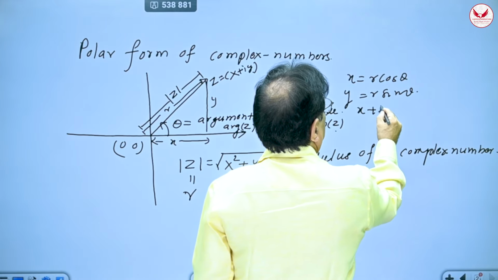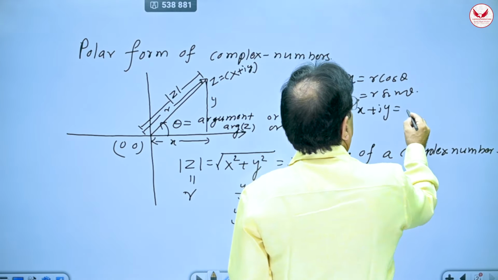Any number x plus iy can be written as r cos theta plus i r sin theta. So that means you can take out r common and it becomes r into cos theta plus i sine theta. This is called polar form of complex numbers. Every time writing this sometimes becomes laborious, so we have a short form for that. I just write cis theta. Now cis theta is actually a short form of cos theta plus i sine theta. So therefore this is called the polar form of complex numbers.